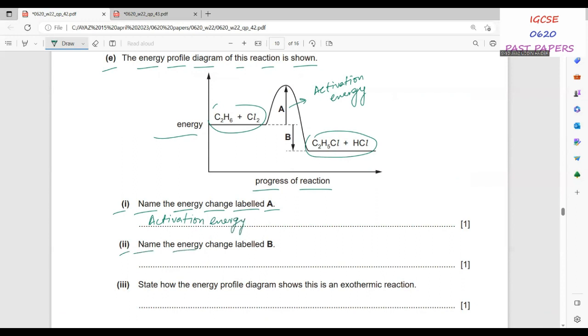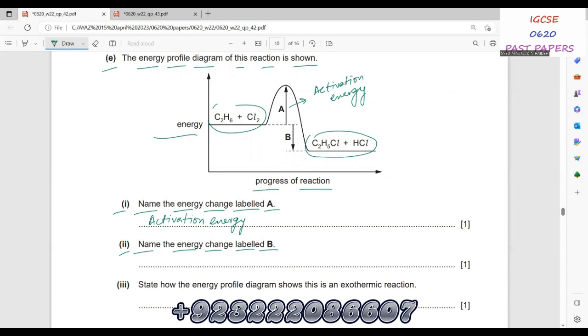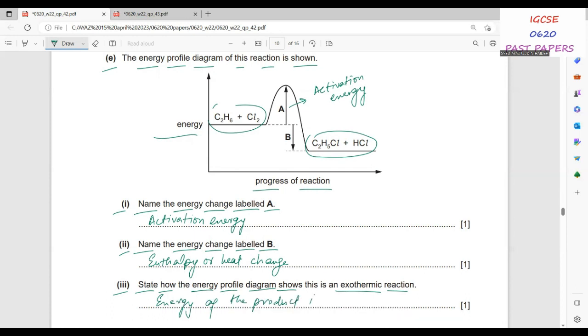Number 2, name the energy change labeled B. B is enthalpy or heat change. Number 3, state how the energy profile diagram shows this is an exothermic reaction. The energy of the products is lower than the reactants.